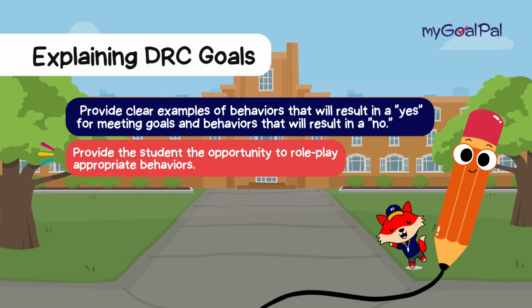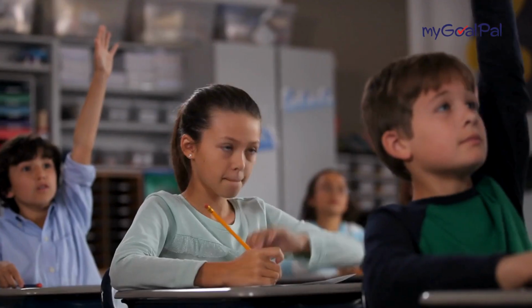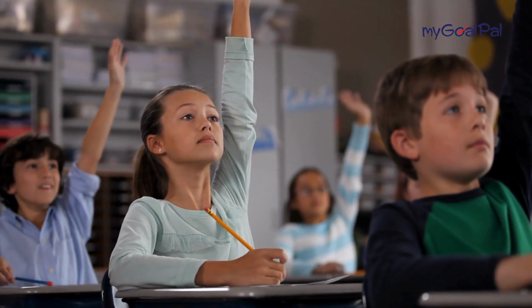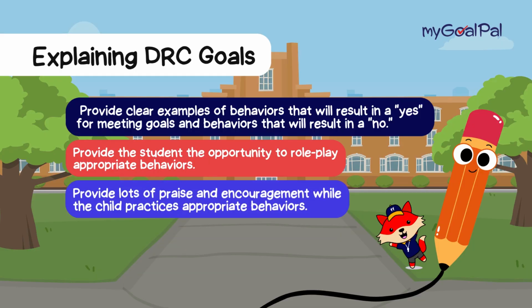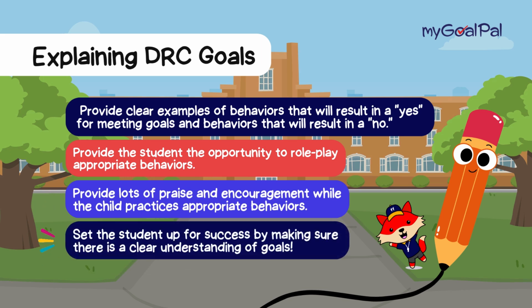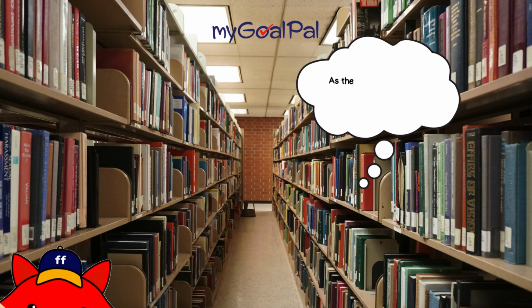It is also helpful for the student to role-play appropriate behaviors that would earn them a yes for meeting their goal, like raising their hand and waiting to be called on before speaking. The teacher should provide lots of praise and encouragement while the student is practicing appropriate behavior. Reviewing goals ahead of time gives the student clear expectations for behavior and makes it easier to meet goals.